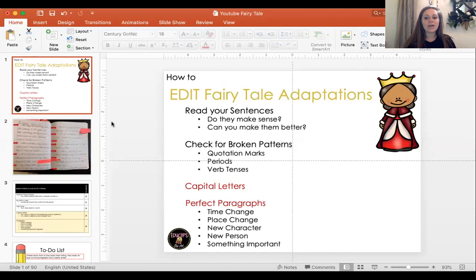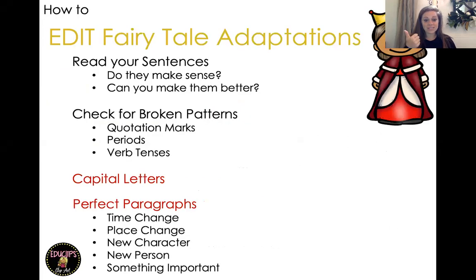Yesterday we worked on editing by looking for broken patterns in our writing, and today we're going to edit just two more things. We're going to look at capital letters and we're going to look at paragraphs. But before we get started, let's remind ourselves of all the things that we need to think about when we are editing our writing. So first we thought about sentences, and we thought about, do they make sense and can we make them better into winning sentences?